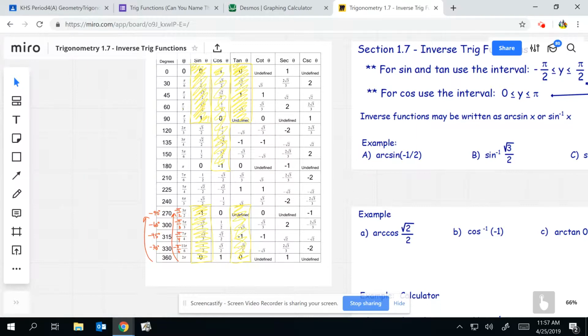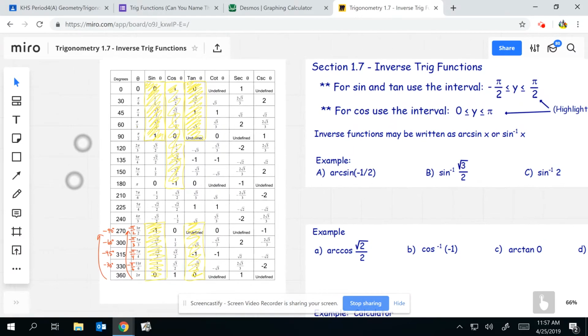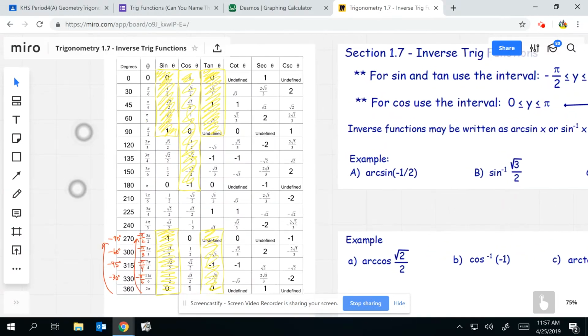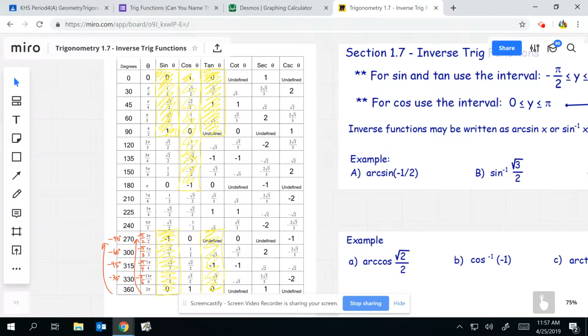These are the areas that are going to give you the answers that you need when they're looking for inverse functions. So on the sine and the tangent columns, you're going to want to shade the top quarter and the bottom quarter. So sine and tangent, top quarter to bottom quarter. Cosine, you're going to shade the top half. So that's what it should look like. I also have one up there by the date. You can look at it there if you can see it.